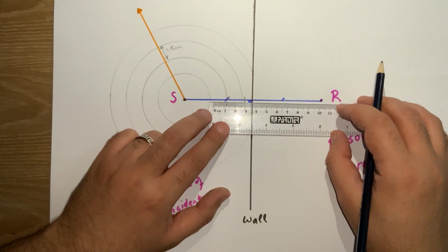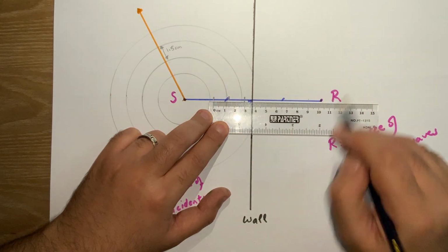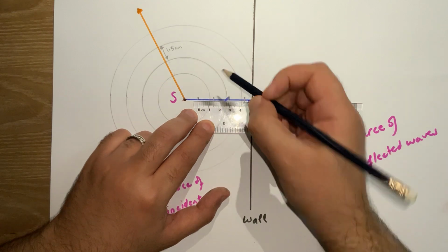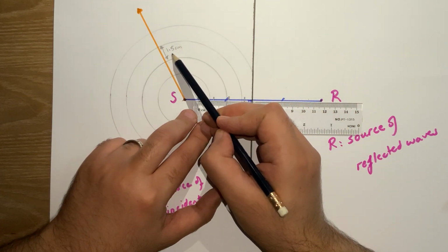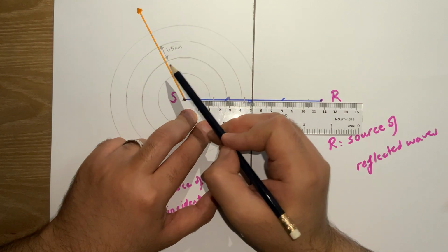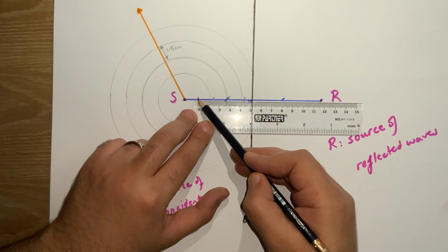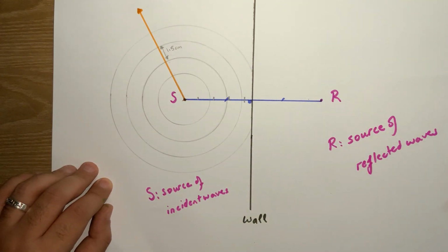Then again, another 1.5. Then again, 1.5. Why 1.5? Because I measured the wavelength and it was 1.5. If the wavelength was, let us say, 0.8 centimeter, then I would measure 0.8 centimeter, then 0.8, then 0.8.